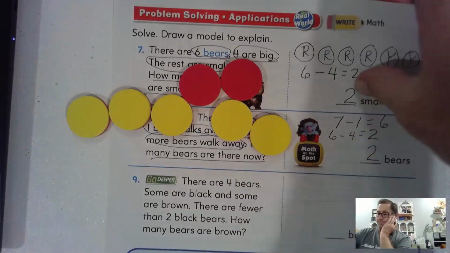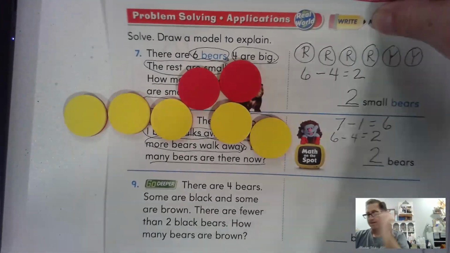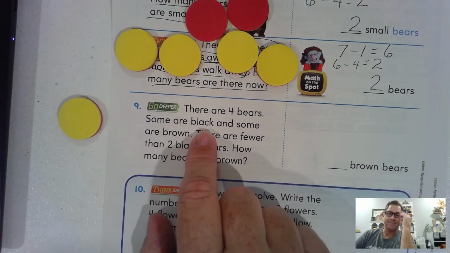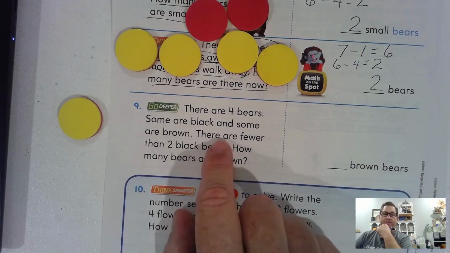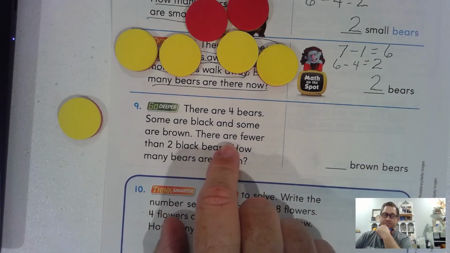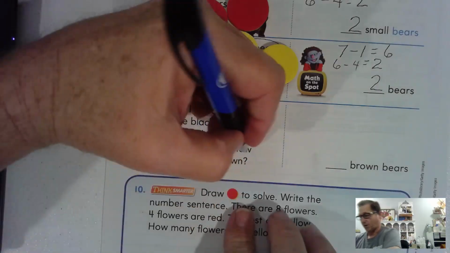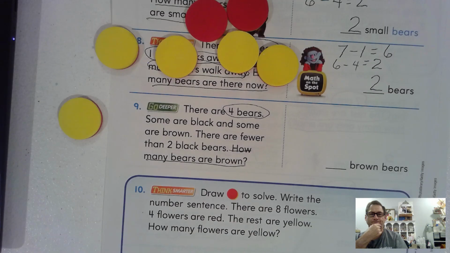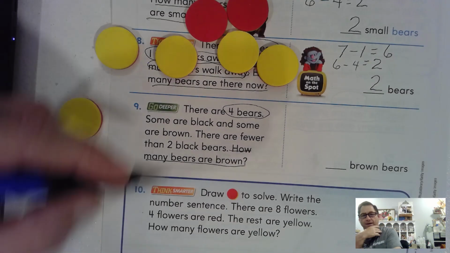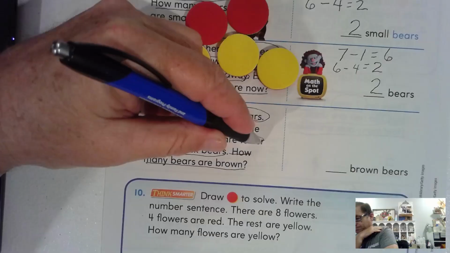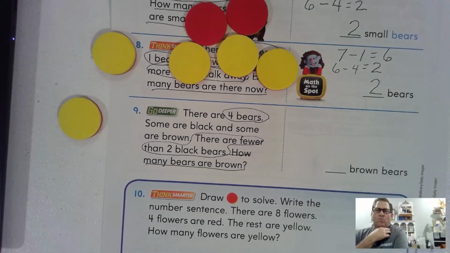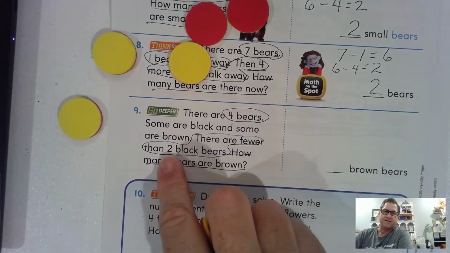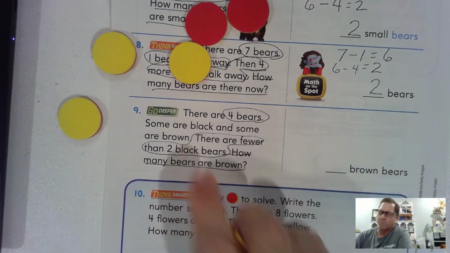All right, number 9. There are 4 bears. Some are black and some are brown. There are fewer than 2 black bears. How many bears are brown? Okay, so we have a total of 4. And there are fewer than 2 black bears. Well, fewer means less than, right? So let's just talk about that one for a second here.